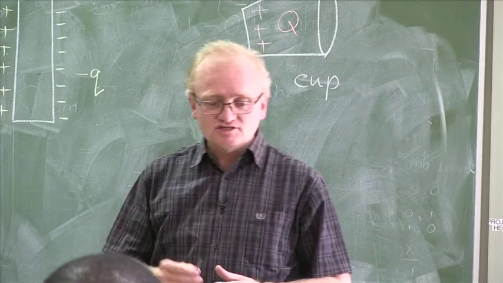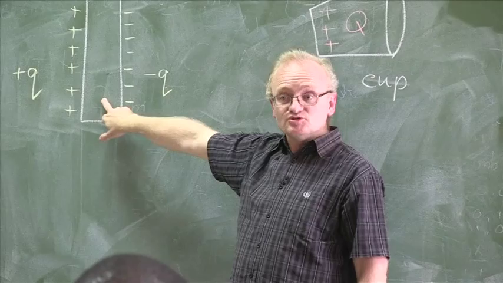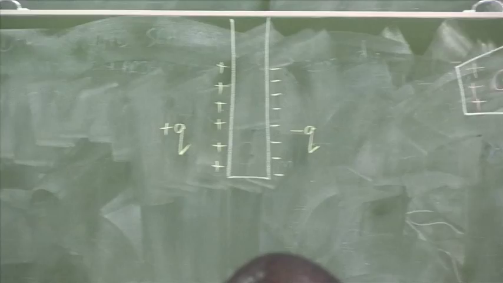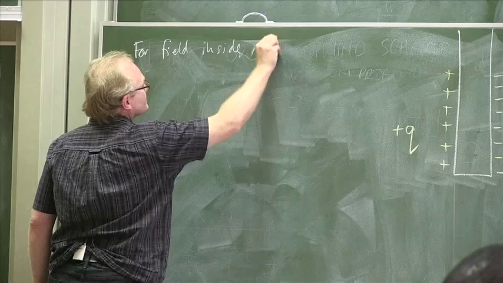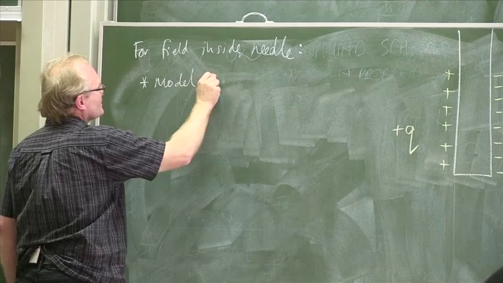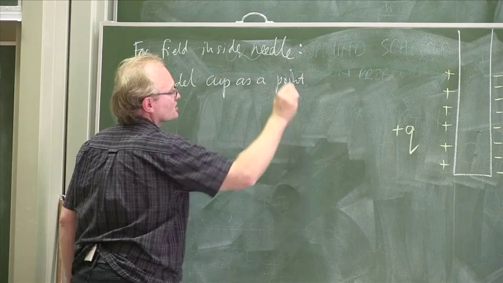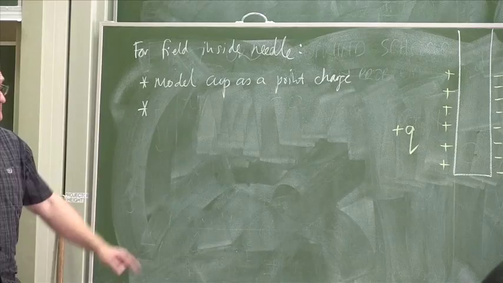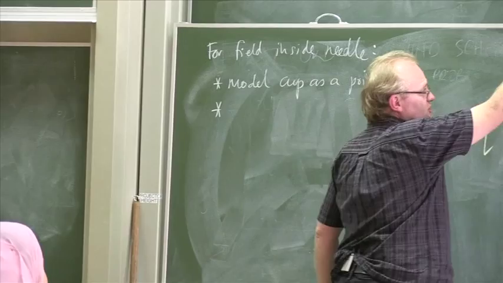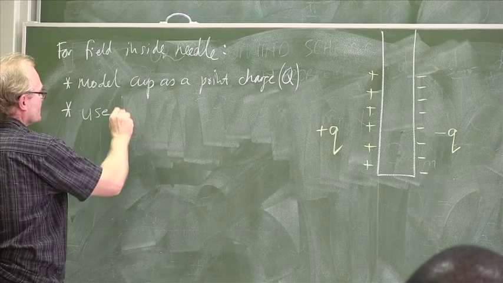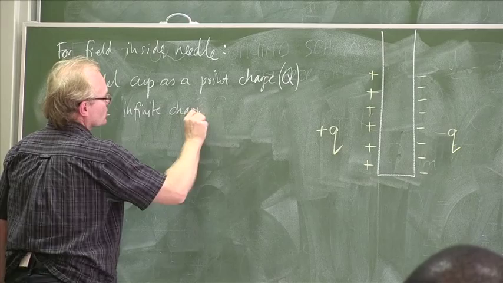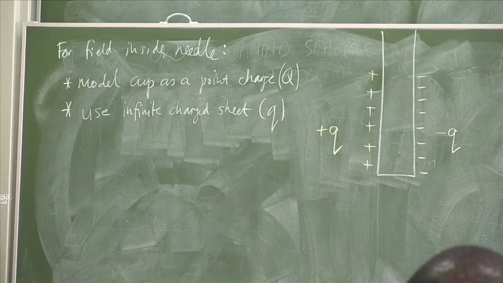So in fact, the field inside the needle we'll pick up two contributions. So, for the field inside the needle, we will model the cup as a point charge, and we will model the needle as two infinitely charged sheets. Here is an infinitely charged sheet, here is an infinitely charged sheet. So this is from Q, and use infinite charged sheet for charge little q. What else can you tell me about the field inside the needle?